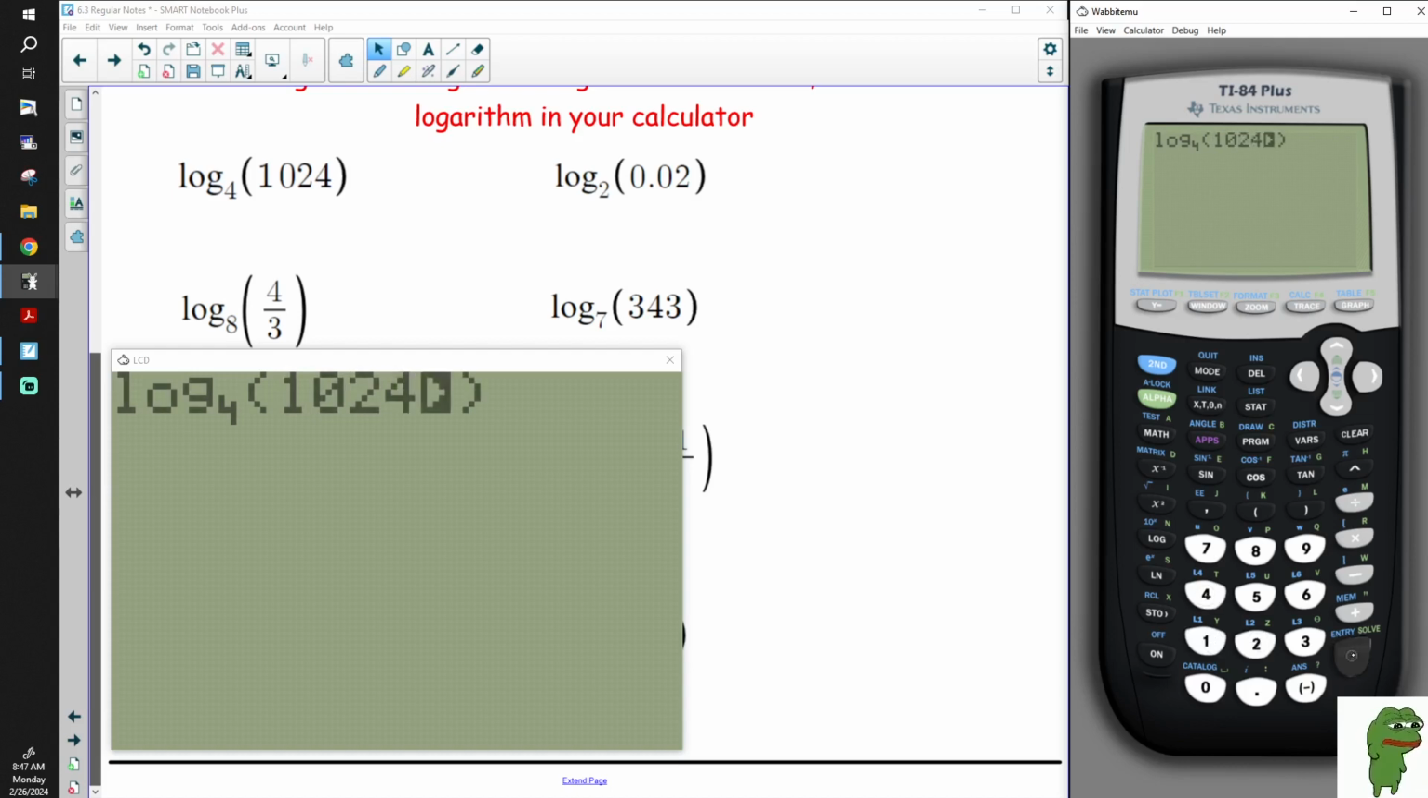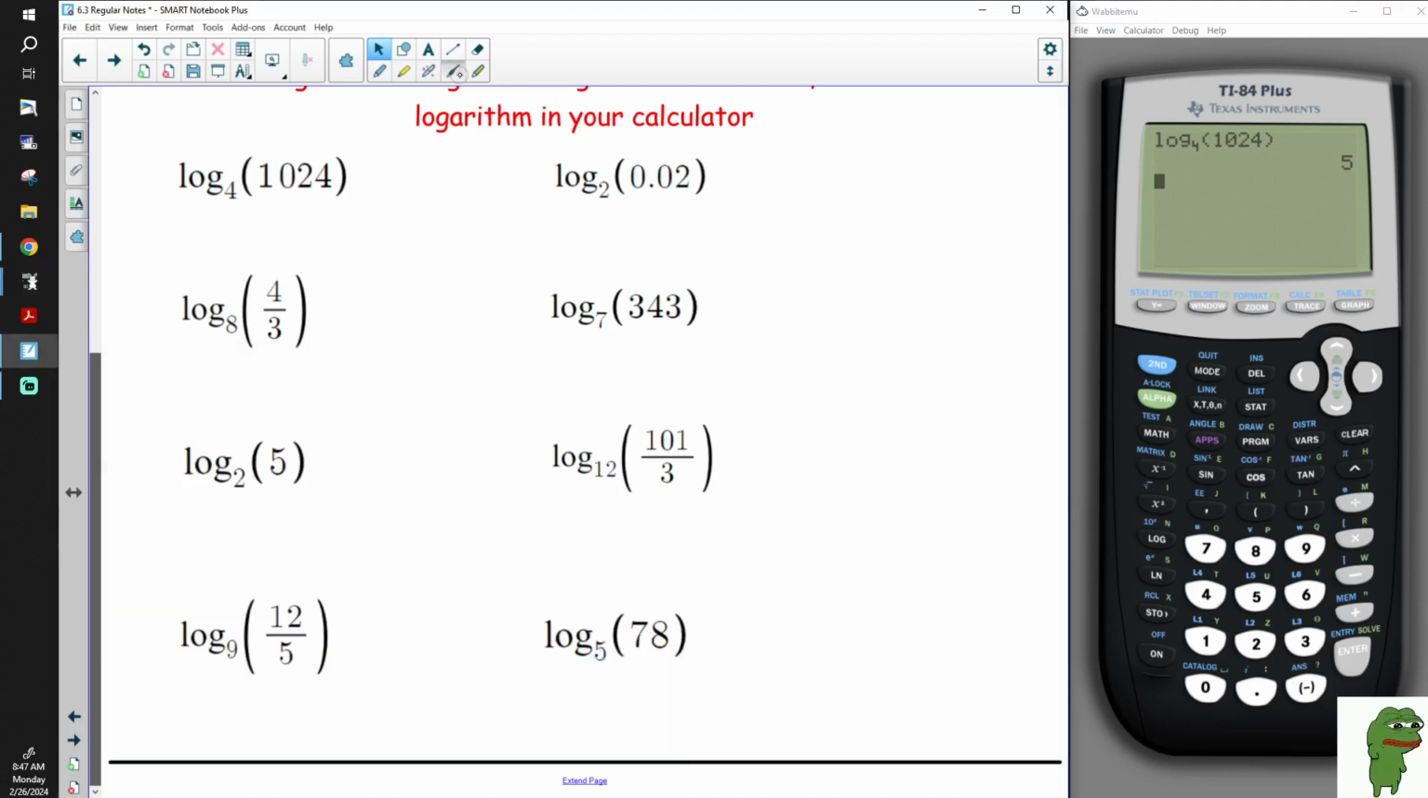And I click enter. Wait, how did you get that time before? Math, go down to the bottom of your list. It is log base. And you can type in any base you want. So I get 5. I'll do another one with you.